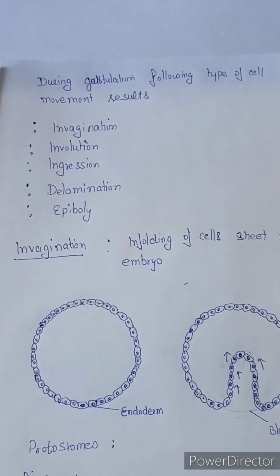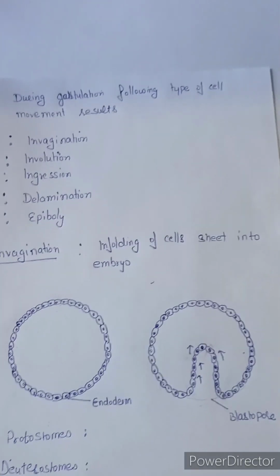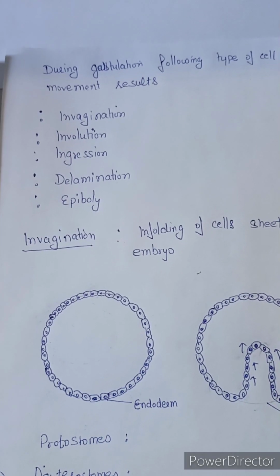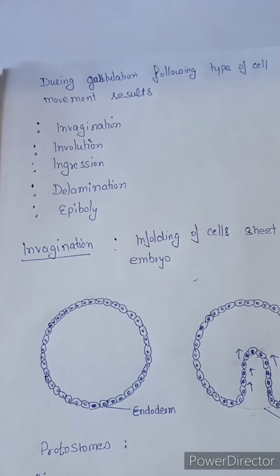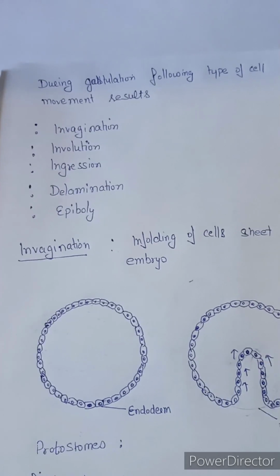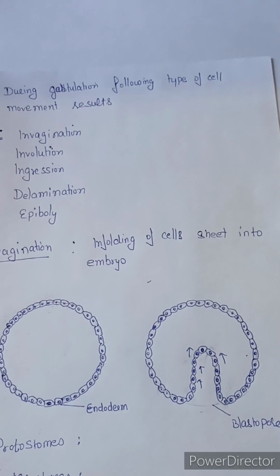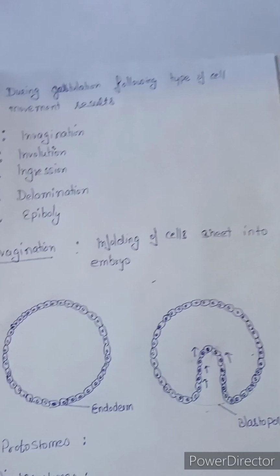Invagination means enfolding of the cell sheet into the embryo. Just consider the first diagram and the second diagram. In the first diagram you can see endodermal cells, which are usually heavy because of the yolk content and the cytoplasm. The endodermal cells show invagination type of cell movement. In the second diagram the endodermal cells undergo enfolding that results in formation of a tube-like structure, which ultimately results in formation of the digestive tract.